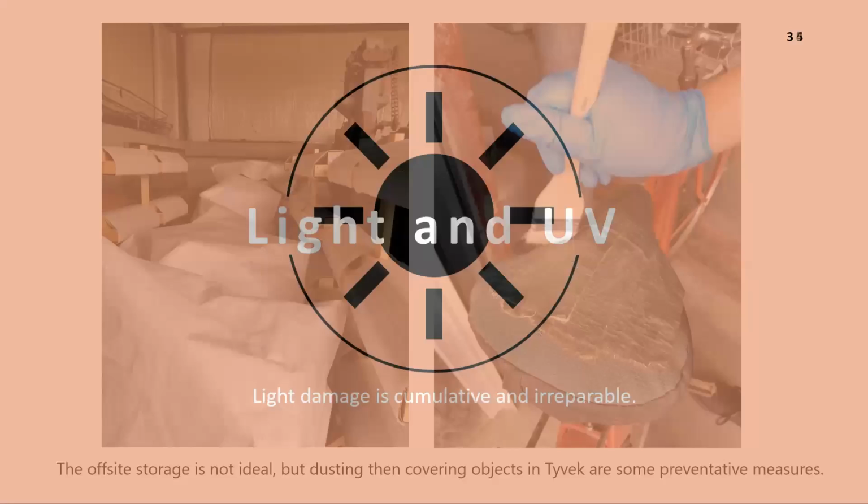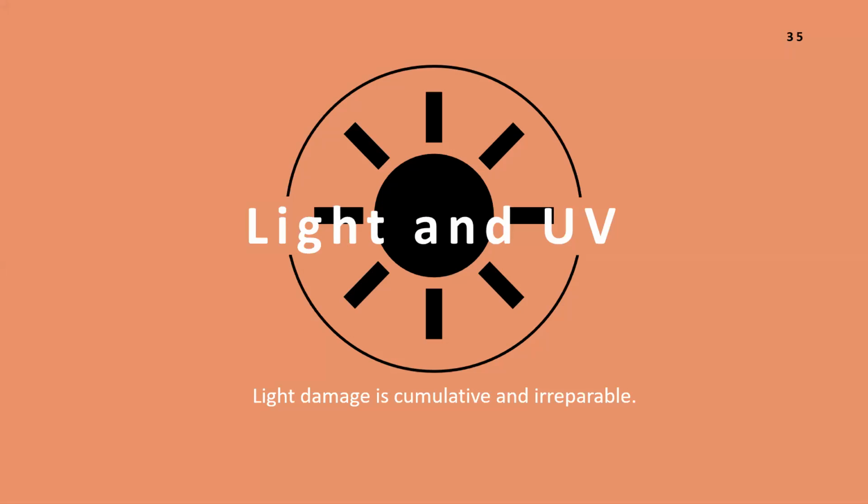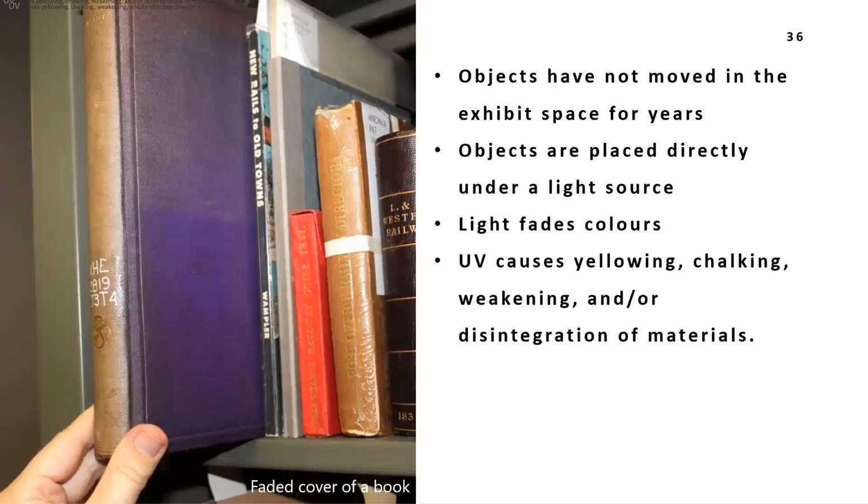So the next agent we'll talk about is light and UV, because it's cumulative and irreparable. We need light to see, but it's also very detrimental to our collections. An example where that may happen is when an object has not moved in an exhibit space for years. Say with the object on the left, the book, you can see on the spine of the book that the color has completely faded away and there's nothing you can do about it.